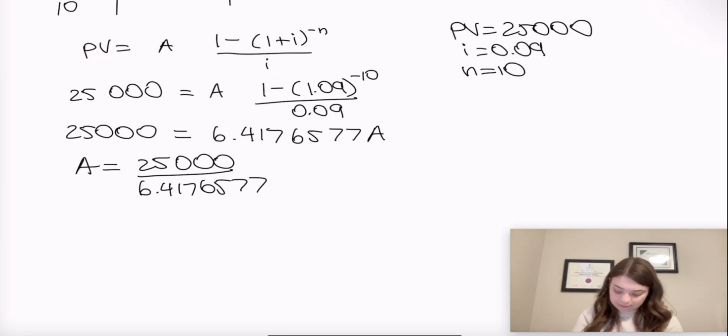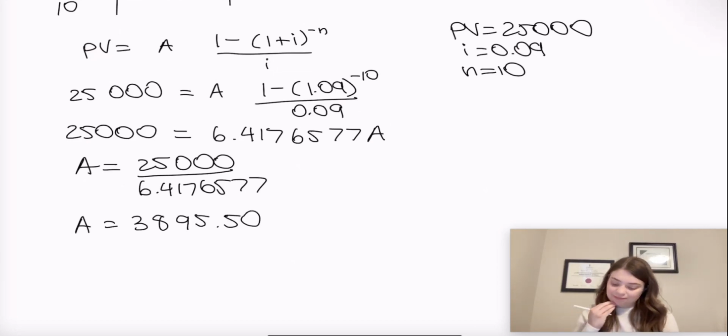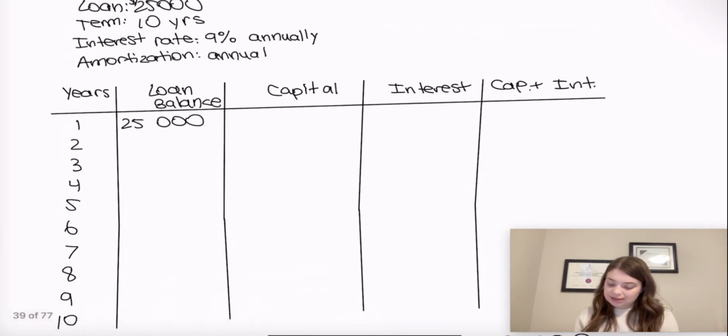So divide by 6.4176577. And that gives me that A is equal to $3,895.50. So therefore, the payment that we must make each time, if we take out a $25,000 loan at 9% interest and we pay it back in equal installments once per year, every payment we make each year, must be $3,895.50.